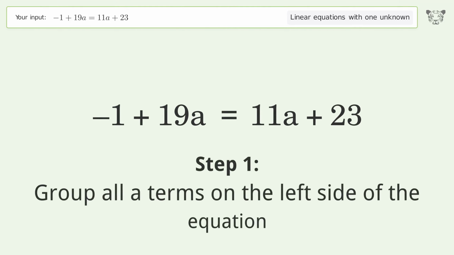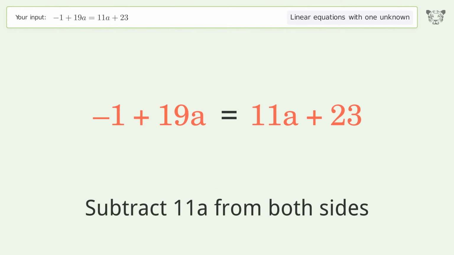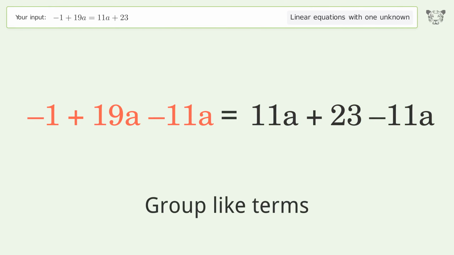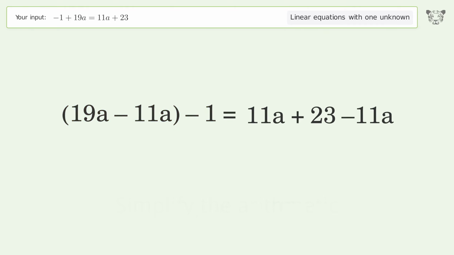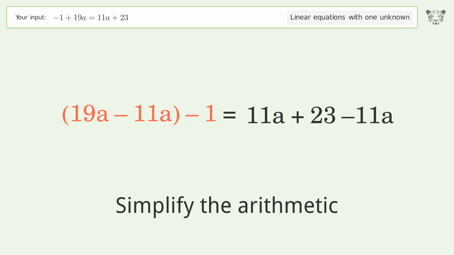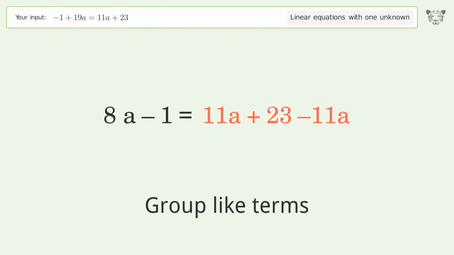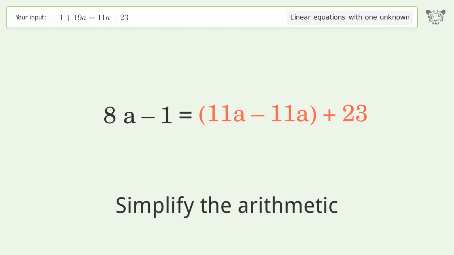Group all a terms on the left side of the equation. Subtract 11a from both sides. Group like terms. Simplify the arithmetic. Group like terms. Simplify the arithmetic.